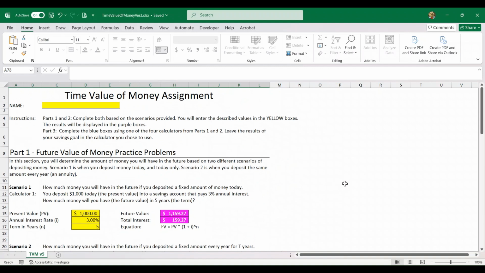Please make sure that you're using version 3. If you're not using version 3, then I would suggest that you go back and make sure that you're looking at the right video for your version. If your instructor used version 2 of the time value of money assignment, you can go back and watch the video for version 2. Again, if you have any questions, please reach out to your instructor. Thank you.